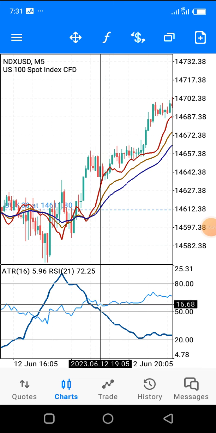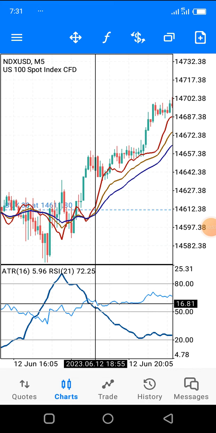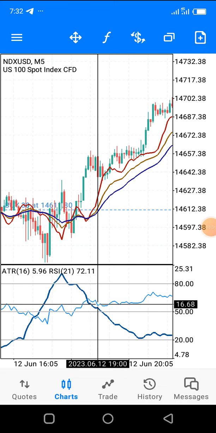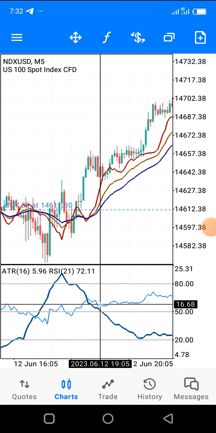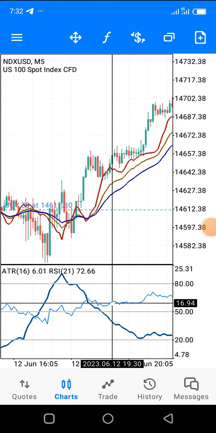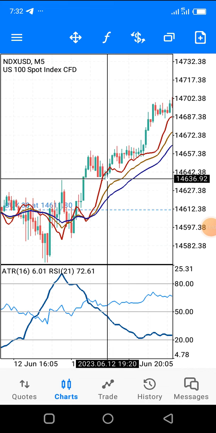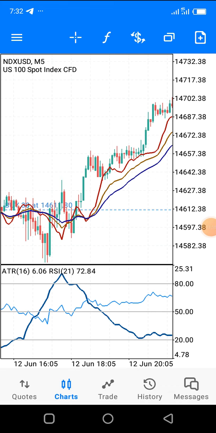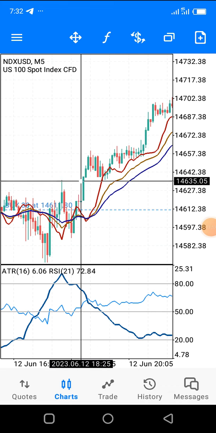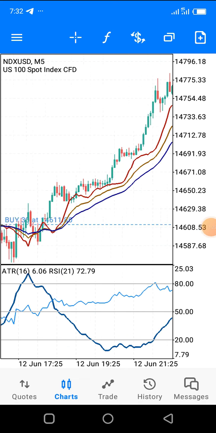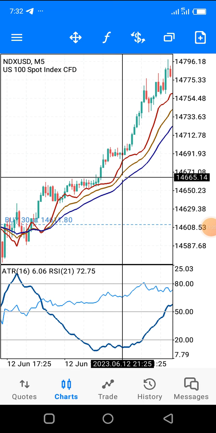Now my RSI has already crossed above my indicator right here. Can you see? My RSI has crossed above the ATR and it is moving upward. Look at the market. At the same time, the price has moved above my moving average right here. So look how the market just keeps going higher and higher and higher.